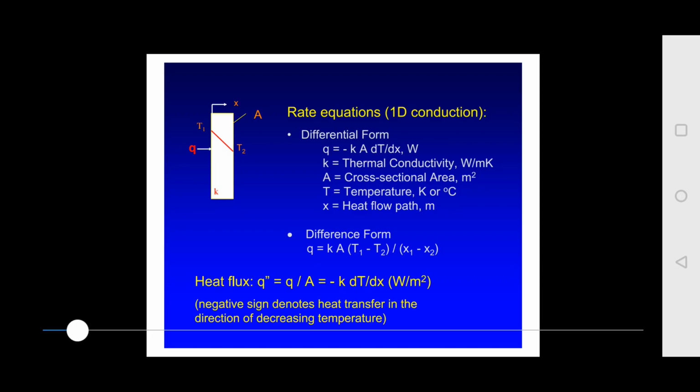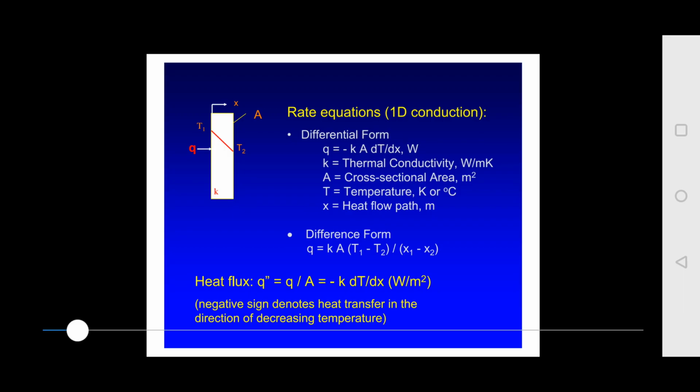Thermal conductivity we will discuss later also in more detail. Thermal conductivity is basically a characteristic, fundamental property of a material. So every material has a different thermal conductivity. The higher the thermal conductivity, the higher the heat transfer through that material.